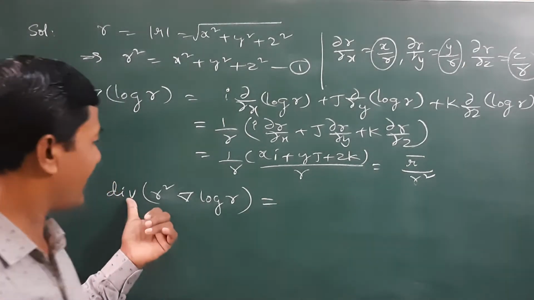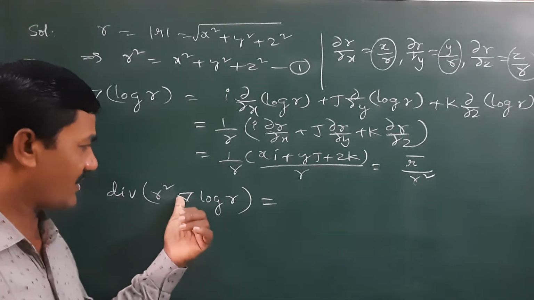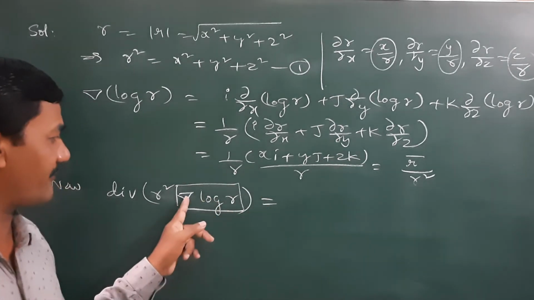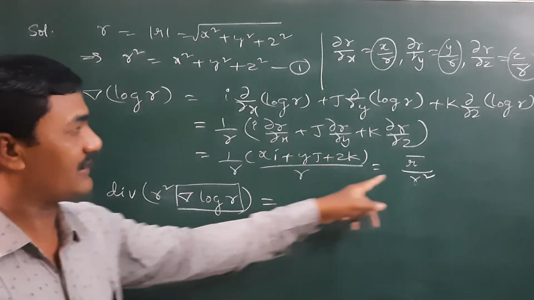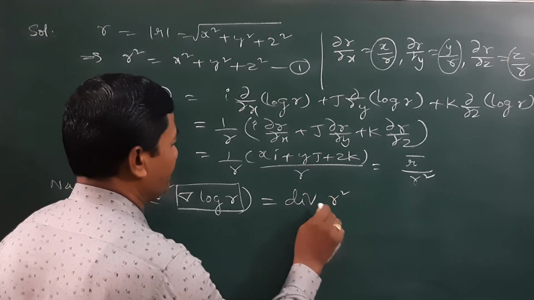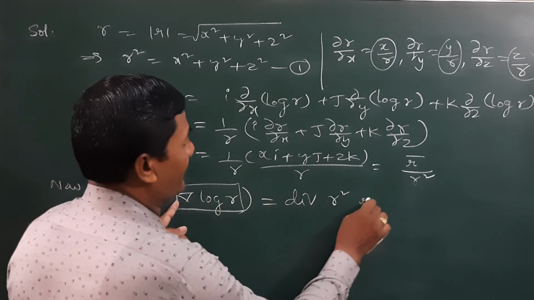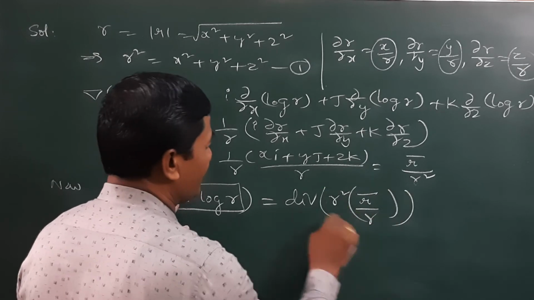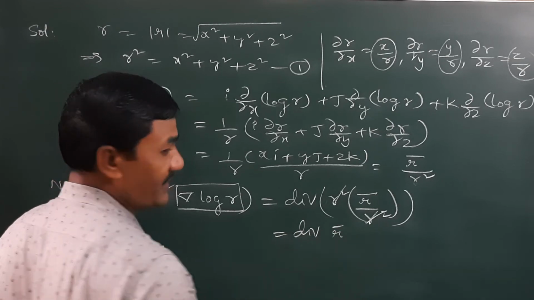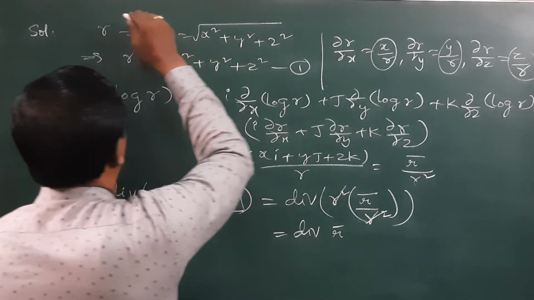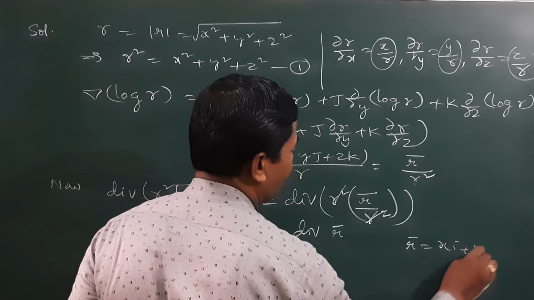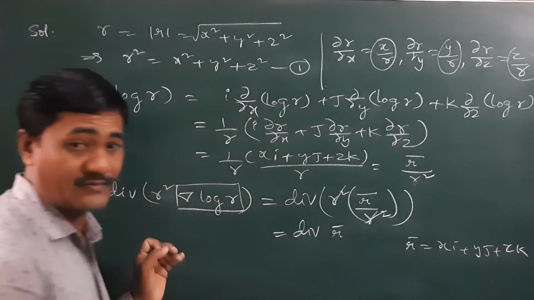So now the ultimate value is div of r square del of log r. Del of log r is r bar by r square. So div of r square times r bar by small r square: the r square cancels. That is div of r bar. What is r bar? R bar is equal to xi plus yj plus zk.